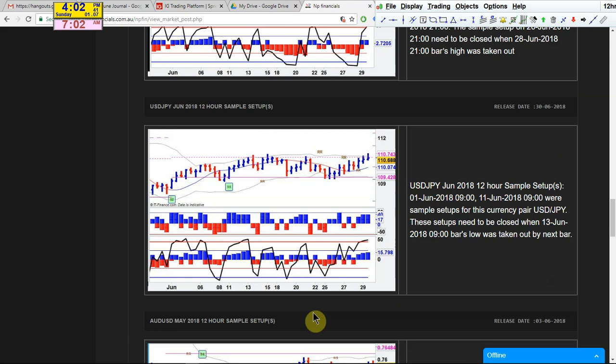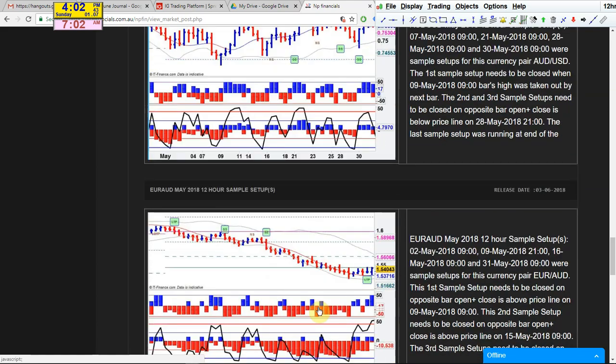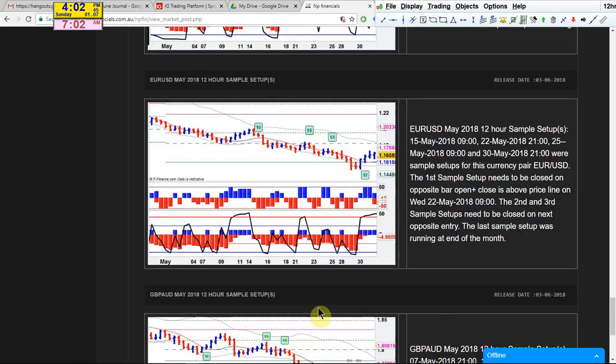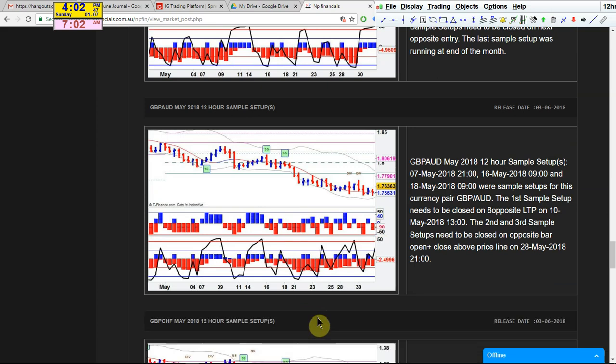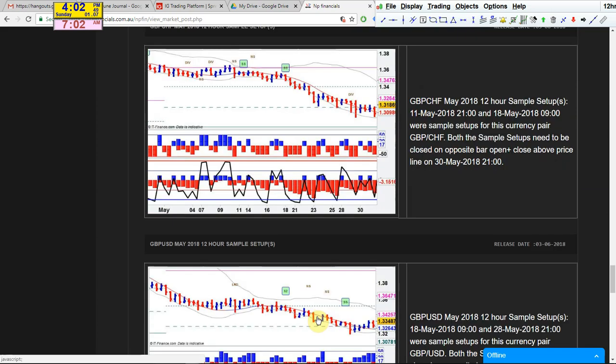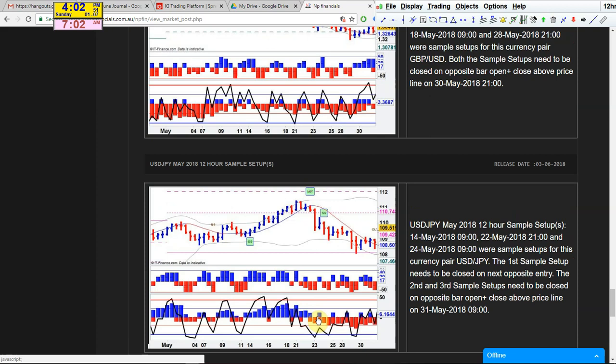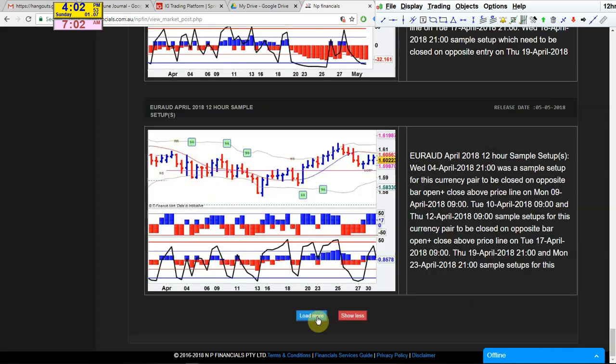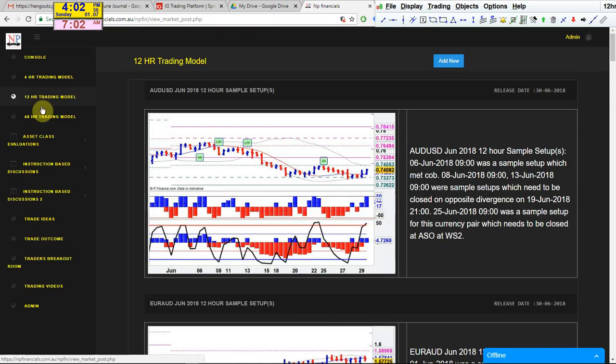Puru is asking for opposite histogram exit. I'm trying to find my opposite histogram exit. I cannot find it. I think I'll find it more on 12, more on 2D rather than 12 hourly. Okay, let's see 2D. Next question.